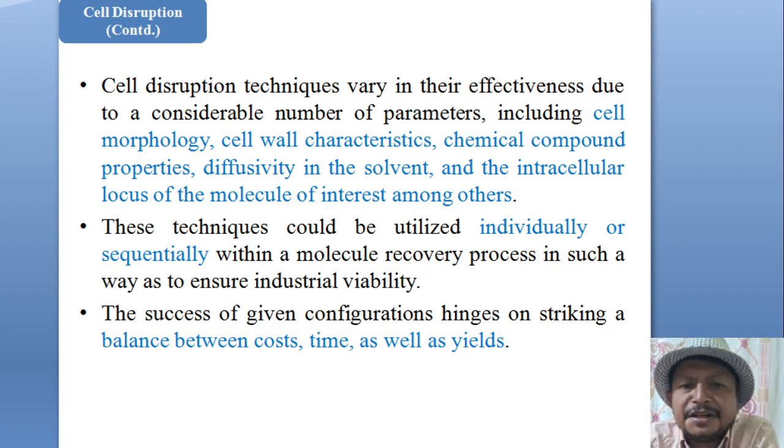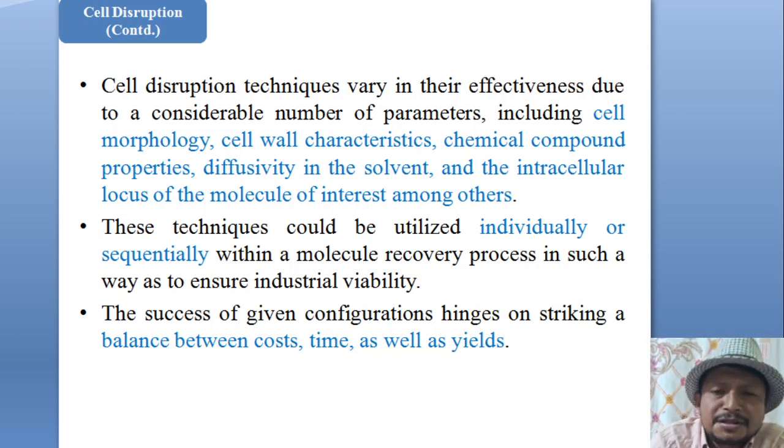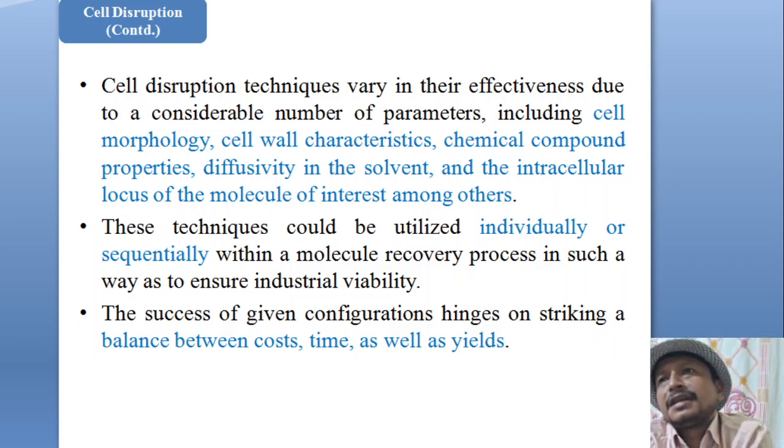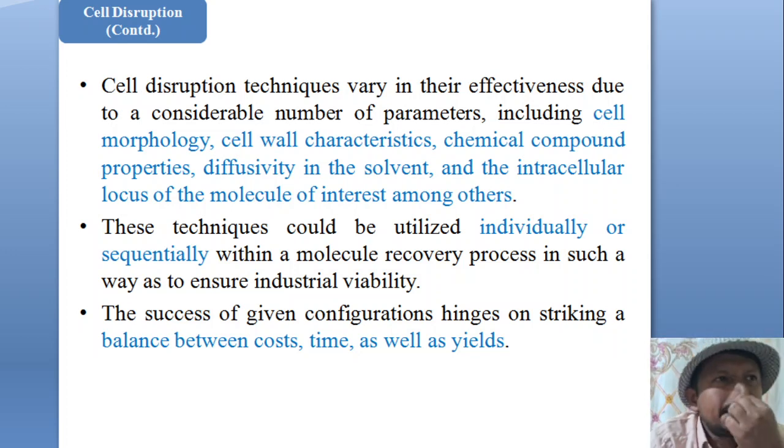Cell disruption techniques vary in their effectiveness due to the considerable number of parameters. Including the cell morphology, we have to understand the cell size and cell shape. Cell wall characteristics: whether the cell wall is present or not, and if present, what is its thickness. We have to take care of chemical compound properties, meaning the properties of the enzyme: whether our enzyme is heat sensitive, or sensitive to extreme pH.